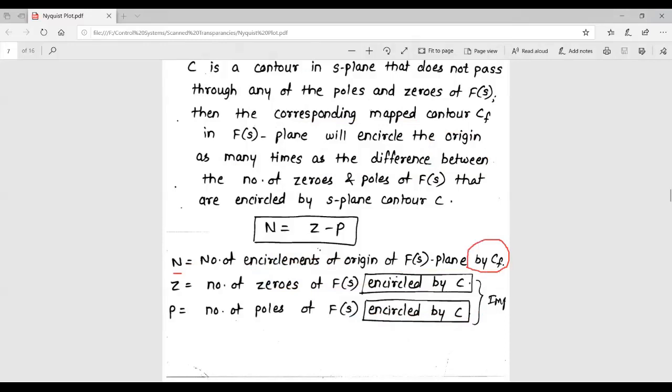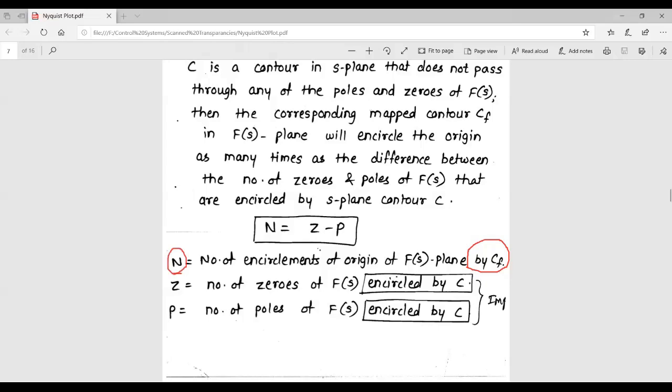Please try to visualize the diagram. In S plane, we have a contour. In f of s plane, we have another contour. First contour in S plane is known as C, and next contour, the mapped contour in f of s plane, is known as CF. So by CF, how many times the origin is encircled is nothing but this n.